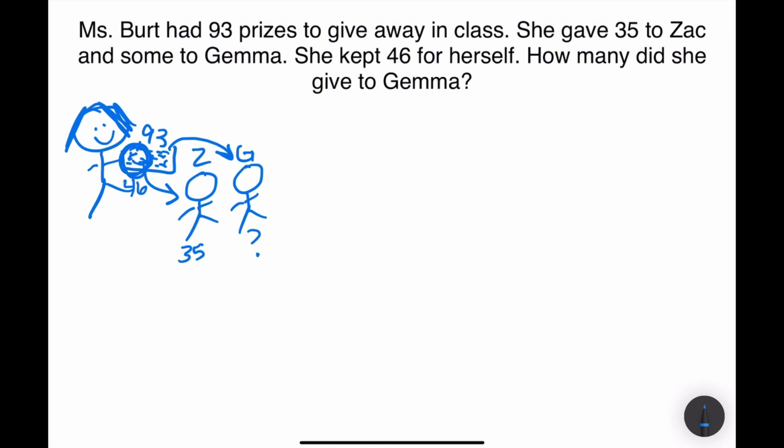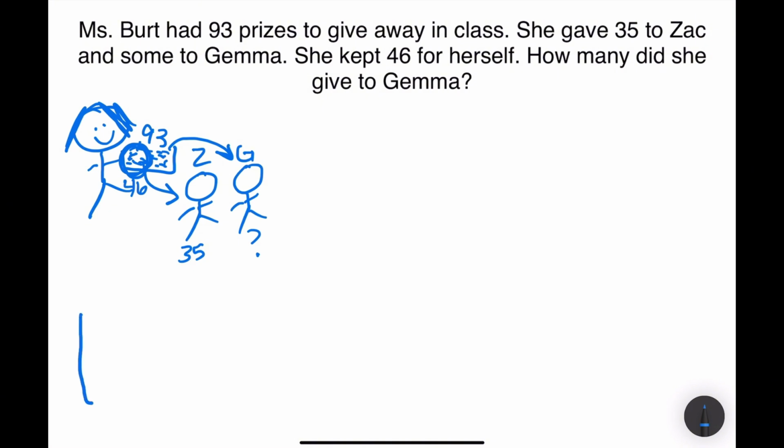Okay, so here's my movie in my mind. I know it's just a really quick sketch and it's not a good drawing, but it kind of shows you what's happening in the problem. She's starting with a certain number. She's giving some things away. She's keeping some things. There's a lot going on in this problem because it is multi-step.